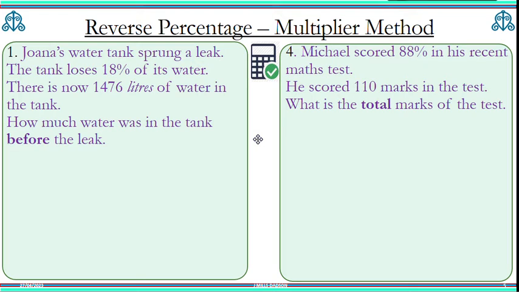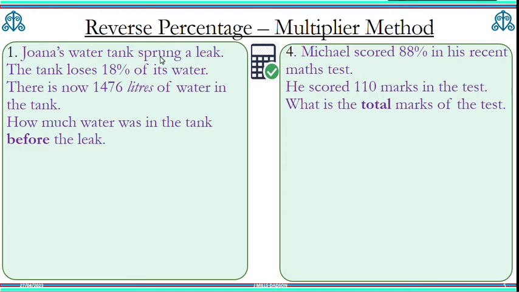Example 1. Joanna's water tank sprung a leak. The tank loses 18% of its water. There is now 1,476 liters of water in the tank. How much water was in the tank before the leak? So first important detail, we are looking for the amount of water in the tank before the leak. So that suggests we are going back to the original amount of water, so it's a reverse percentage.